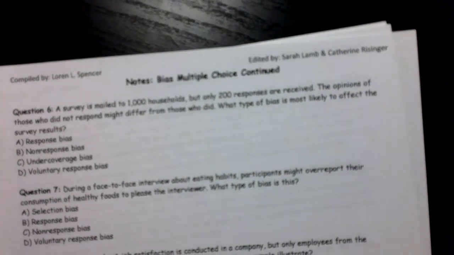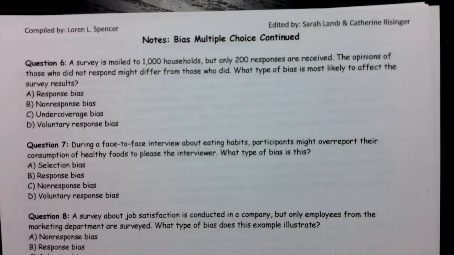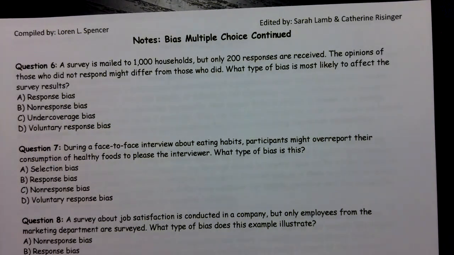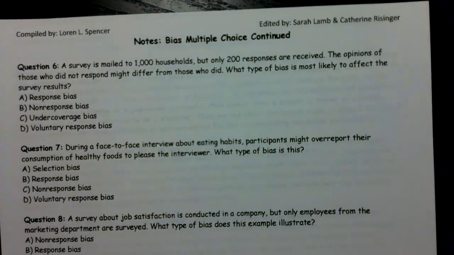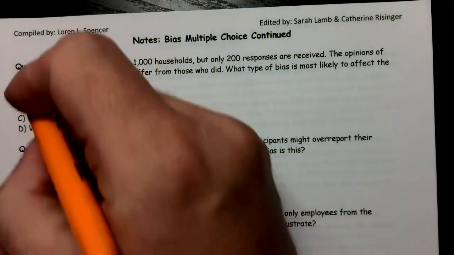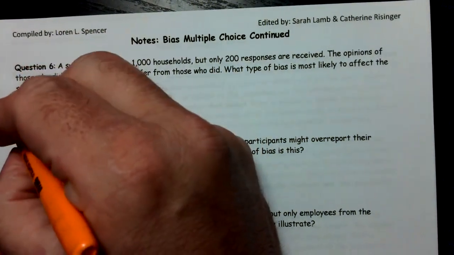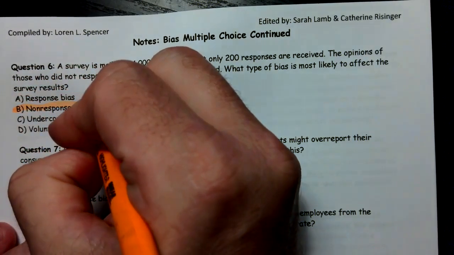A survey is mailed to 1,000 households, but only 200 responses are received. Oh, they didn't respond. That means non-response. You don't respond, we have non-response.